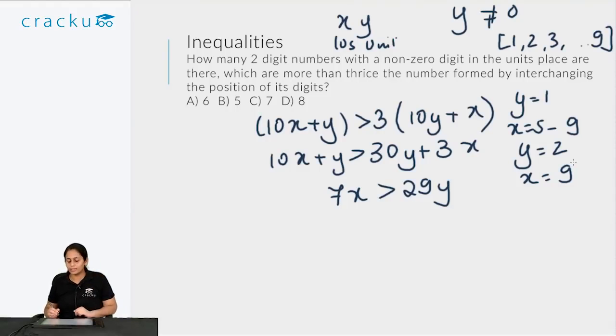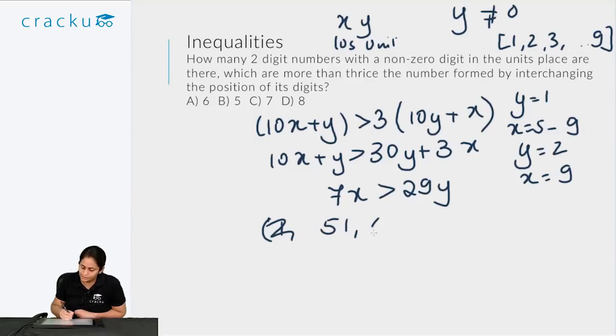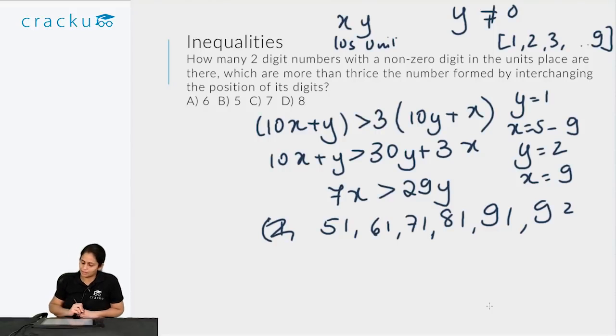So the only cases are, I will just write down in enumerated form so that it is clearer. So the numbers are, this is x, this is y. So numbers are 51, 61, 71, 81 and 91 and 92. So how many such numbers are there? There are 6 such numbers. So the right answer is option A.